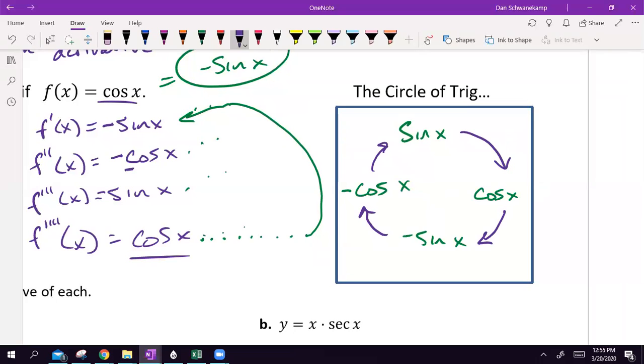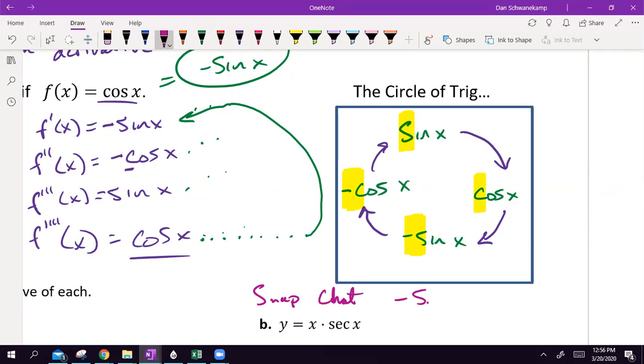That is the circle of trig. Sine, cosine, negative cosine, and then it repeats. I had this student in class a long time ago that was trying to memorize this, and so he looked at this and saw the first part of each one, and he said, oh, this right here, SC and then negative S, negative C is Snapchat.